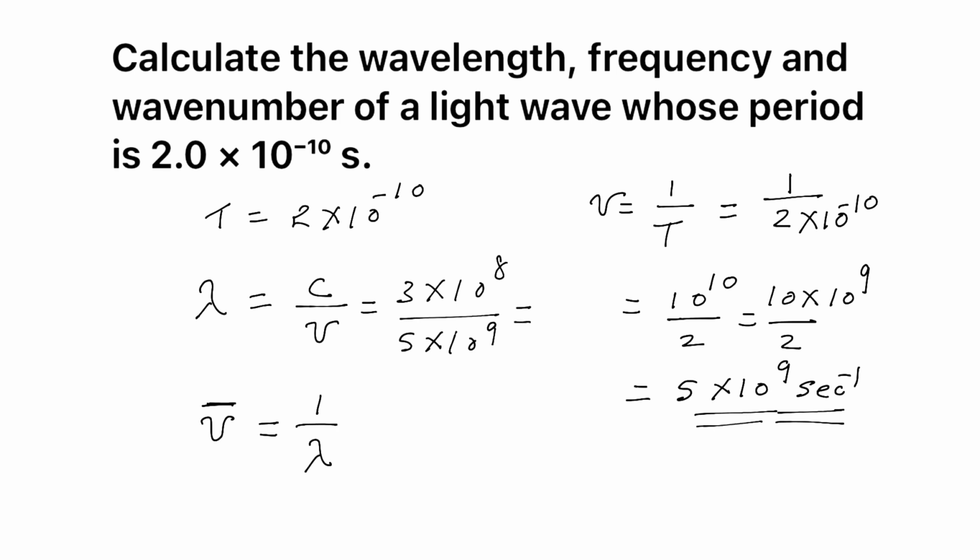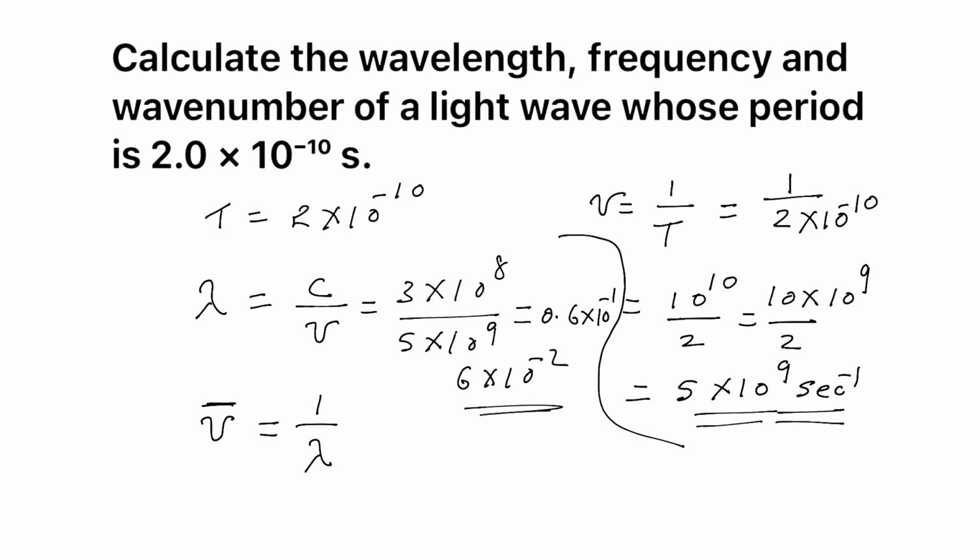See, 3 by 5 is 0.6. 0.6 into 10 raised to 8 by 10 raised to 9. You will be getting what? 10 raised to minus 1. Okay, right? 10 raised to minus 1. Or if you want, you can write 6 into 10 raised to minus 2.